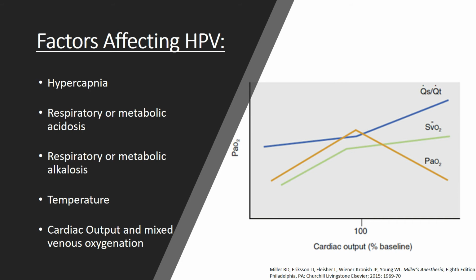Cardiac output and mixed venous oxygenation are a bit more complicated. In a healthy anesthetized patient whose metabolic requirements remain stable, a low cardiac output will result in a lower shunt fraction, which is good and indicated in the graph by QS over QT. This would theoretically improve HPV, but the low cardiac output also leads to a lower mixed venous saturation and therefore reduces arterial PO2. Raising the cardiac output to supranormal levels increases the mixed venous oxygen saturation, which attenuates HPV, and it also increases the shunt fraction. Therefore, it is important to maintain normal cardiac output.